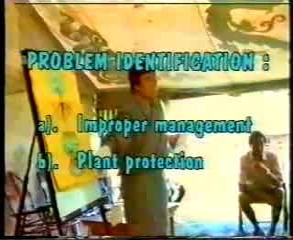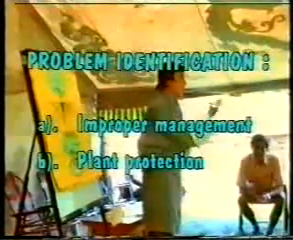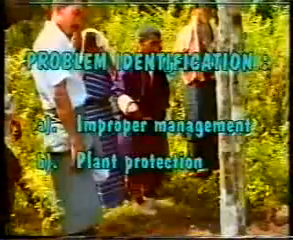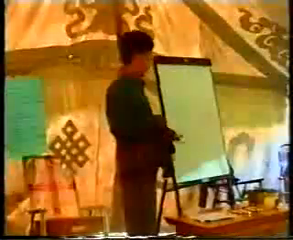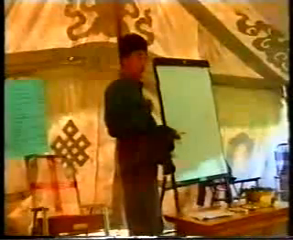Often, farmers are not aware of the problems occurring in their orchards. Before they can apply corrective methods, they need to understand what the problems in their orchard are, be it improper management practices or plant protection problems. Classroom discussion and visits in the fields help the farmers to identify improper management practices. Plant protection problems are being discussed here.